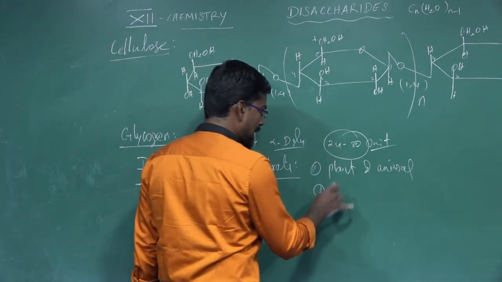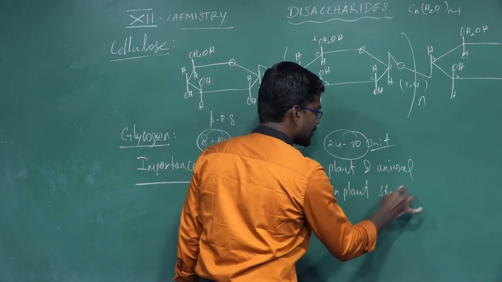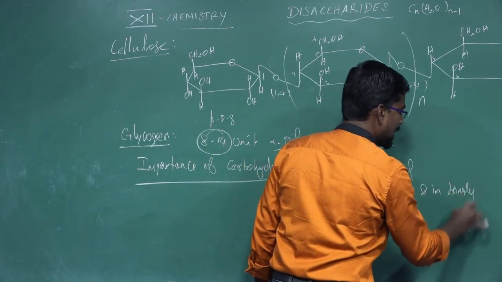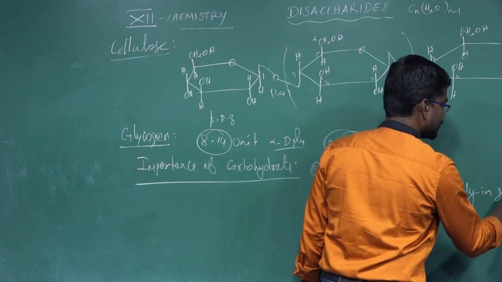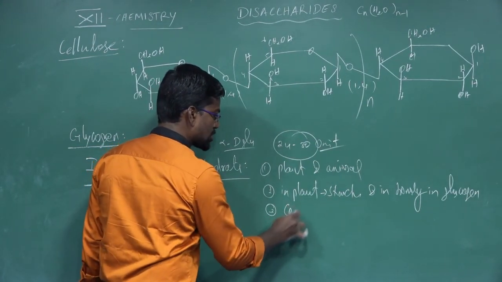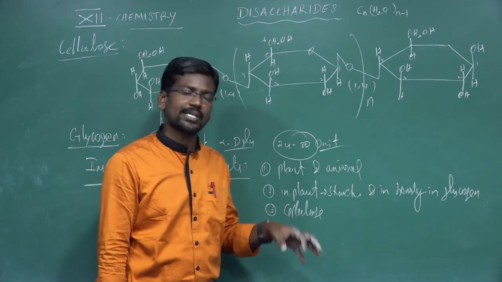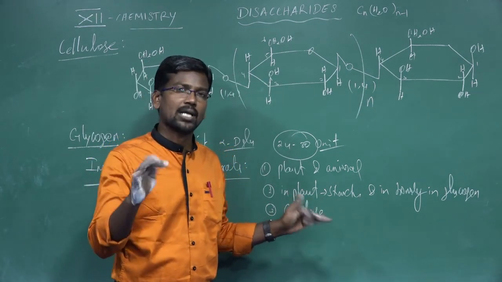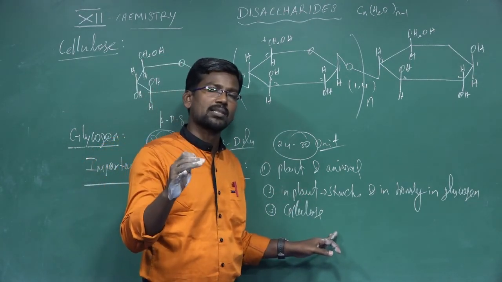Another one, carbohydrates are stored in plants as starch and stored in the human body as glycogen. So in plants, carbohydrates are stored as starch; in the human body or animals, carbohydrates are stored as glycogen. Next one, carbohydrates such as cellulose are an important constituent of the cell wall. Cellulose is used to make paper, cotton, cloth, and furniture.